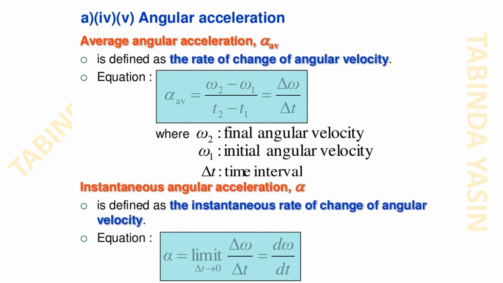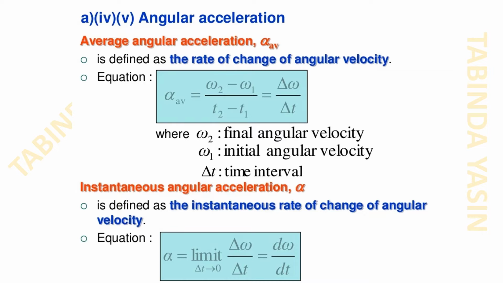Angular acceleration: we are going to discuss angular acceleration after the angular velocity. First of all, we are going to discuss the average angular acceleration, alpha average. This is defined as the rate of change of angular velocity. Similarly to the average velocity, alpha average is equal to omega 2 minus omega 1 over t2 minus t1.